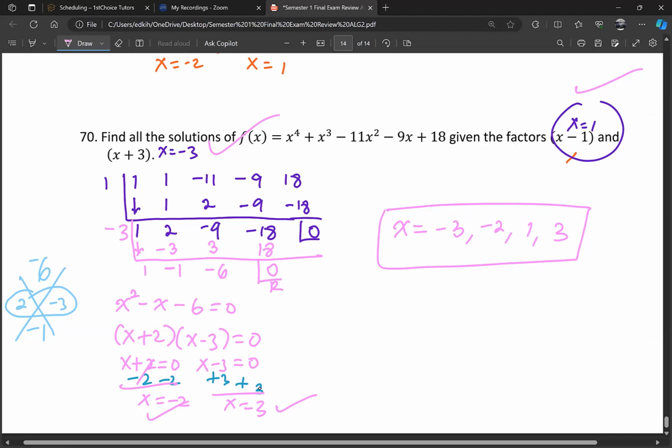Hang on, let me see if I can restart my camera. Oh, I can. There we go.